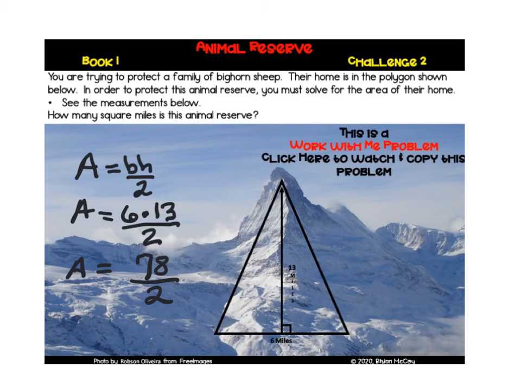Alrighty, now when we take the 78 and divide it by 2, we're going to get our final answer. So let's write A equals 39, because 78 divided by 2 equals 39. Go ahead and pause the video and copy your final portion of this formula, and then hit play and we'll finish this last part of this problem.